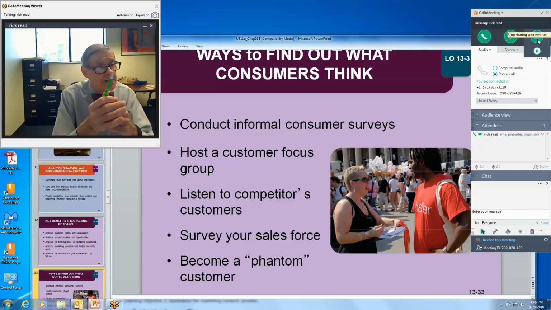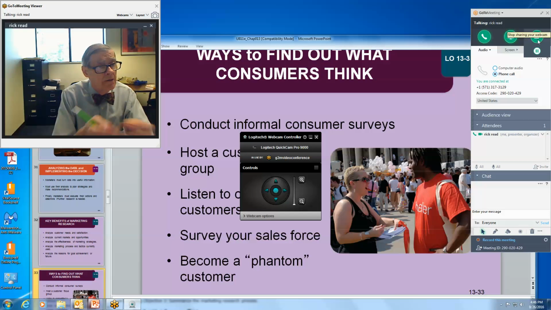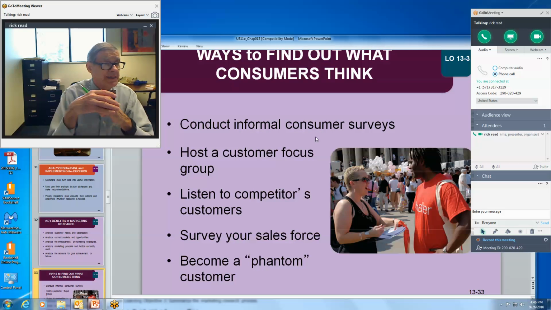I guess the last thing I would say down here, the last bullet, is what commonly is referred to as a secret shopper. And that person poses as a customer and sees what kind of treatment he or she gets in the product and so on and so forth.